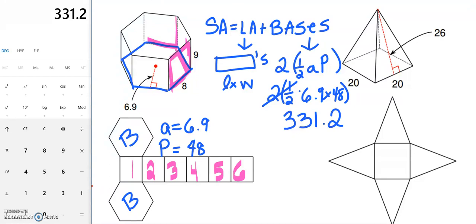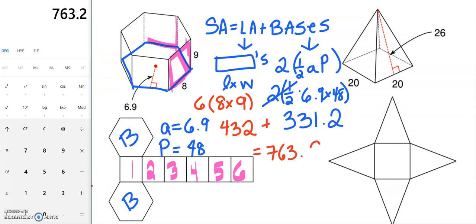So I'm going to write down I have 6 rectangles. Each of them, I'm going to find the area by doing 8 times 9. On my calculator, 8 times 9 is 72. 72 times 6, that's 432. So 432 is my lateral area. I'm going to add that to the 331.2. So my total surface area is going to be 763.2 units squared.